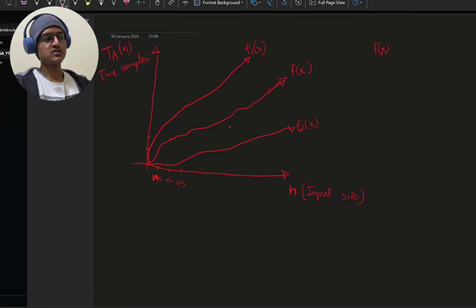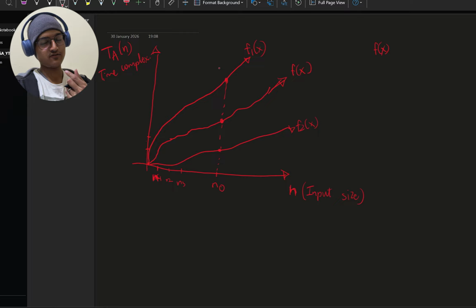Now as we see that as the input size is increasing, the value of fx is given to us. At a certain input, let's say n0, we see that f2x is taking less time, fx is taking more time, and f1x is taking the most time when compared to the three functions.